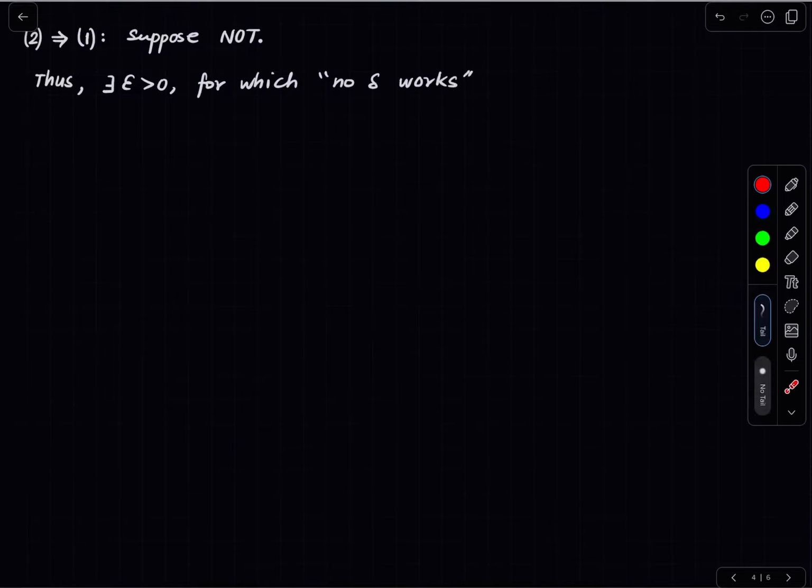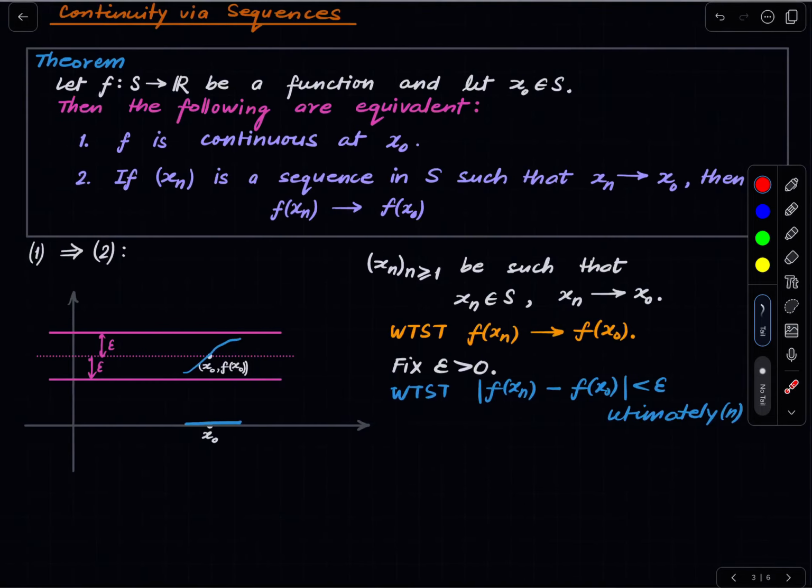Meaning there is some special positive epsilon such that no matter what delta we pick, there is always some offending point in the delta neighborhood of the point x naught. Right? Let me copy this picture from the previous page.